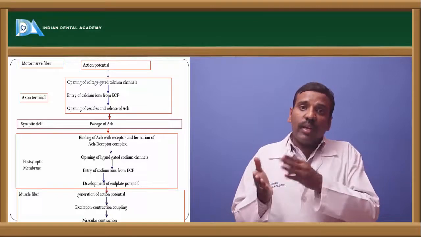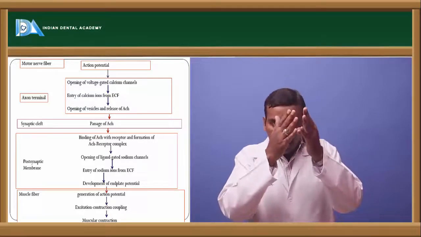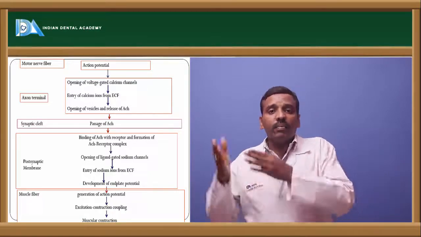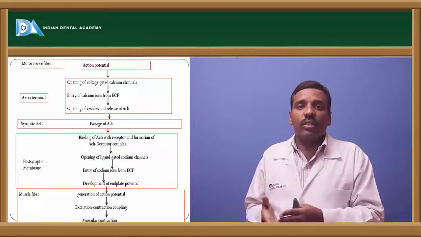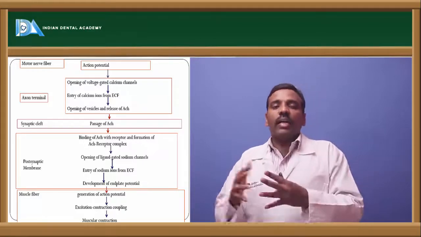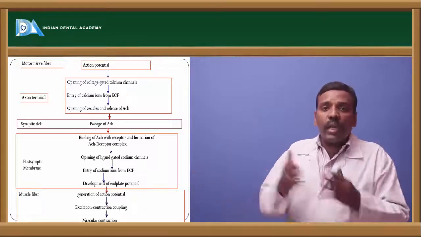In the case of an electrical type gap junction, the electrical impulse passes through that barrier. In the case of the chemical type, the acetylcholine is released and passes through the synaptic cleft. Next is the postsynaptic membrane.